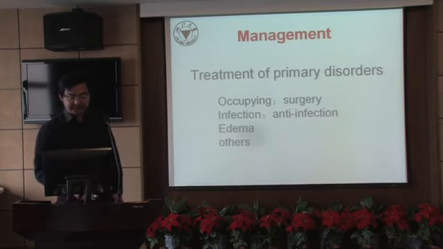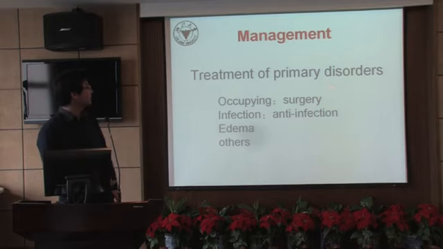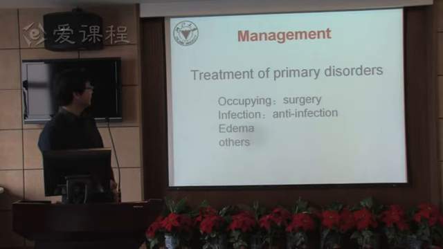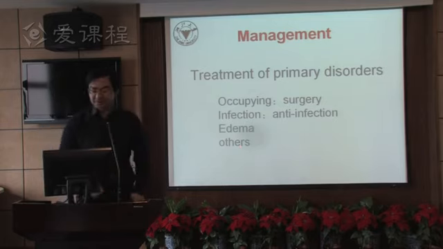Management of intracranial hypertension. If the patient has a primary disorder, we should remove the disorder as soon as possible by surgery or other clinical methods. If the patient has infection, we should use an agent to anti-infect, like antibiotics. If the patient has edema, we should use mannitol to decrease the edema. For other reasons, we should use surgical methods or clinical agents to treat the intracranial hypertension. So this is management of the intracranial hypertension.